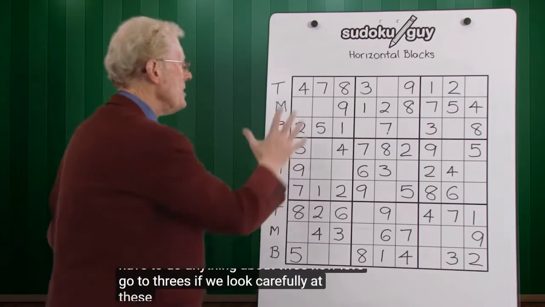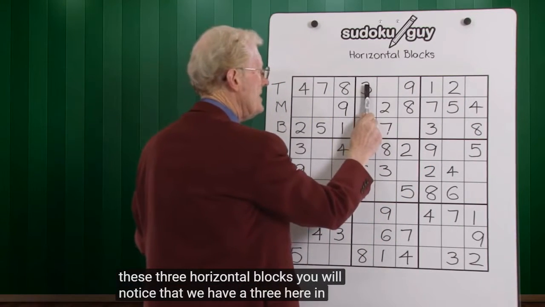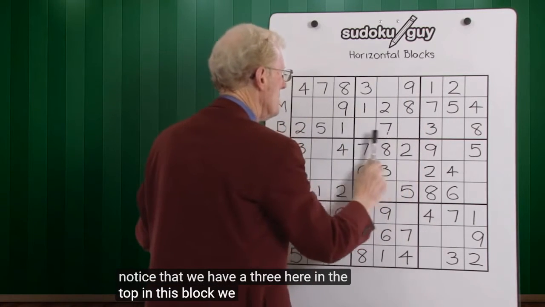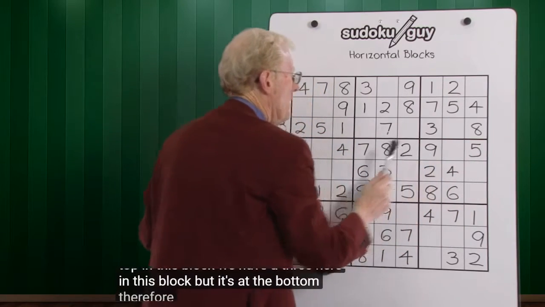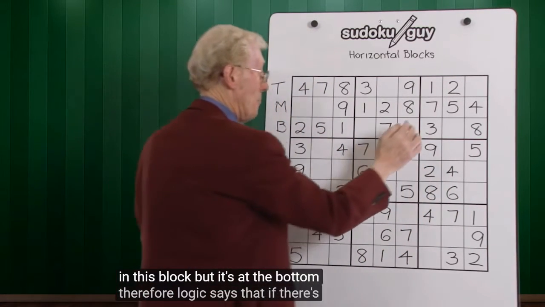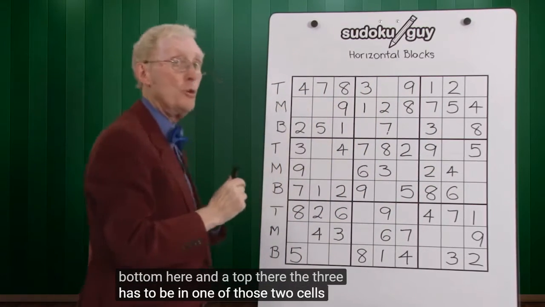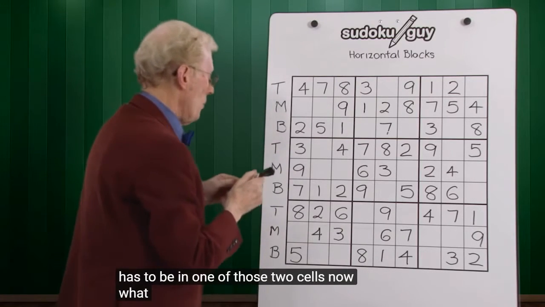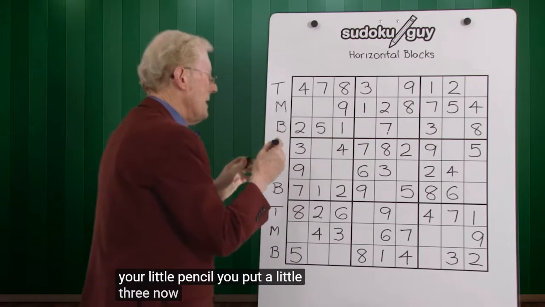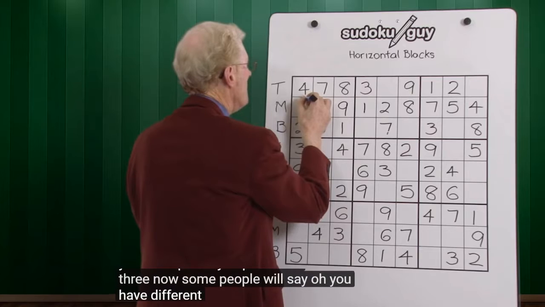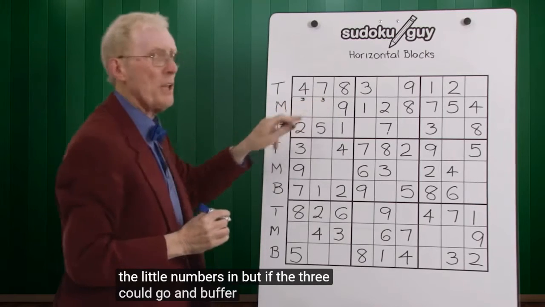If we look carefully at these 3 horizontal blocks, you will notice that we have a 3 here in the top, in this block. We have a 3 here in this block, but it's at the bottom. Therefore, logic says that if there's a bottom here and a top there, the 3 has to be in one of those 2 cells. Now, what we can do, and this is where you use your little pencil, is put a little 3. Some people have different systems for where you put the little numbers in, but the 3 could go in both of those.